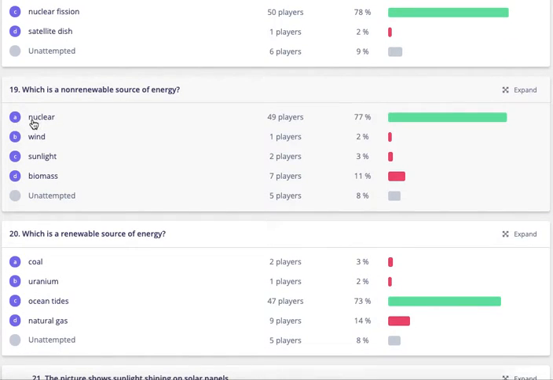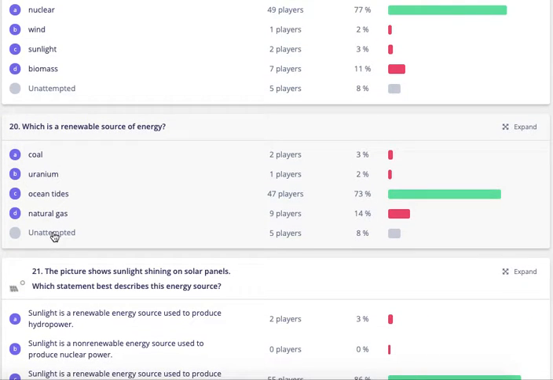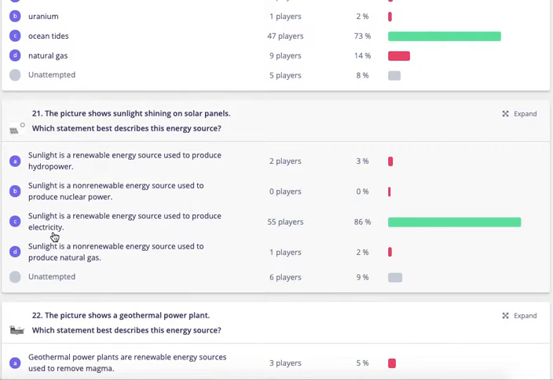Non-renewable source of energy? Nuclear. It comes from uranium, which there's a fixed amount on Earth, and new uranium does not form at a significant rate. So, non-renewable. What is a renewable source of energy? Ocean tides. The world is not going to run out of ocean, and until the moon is gone, we will have tides.